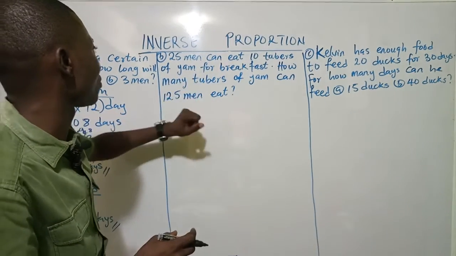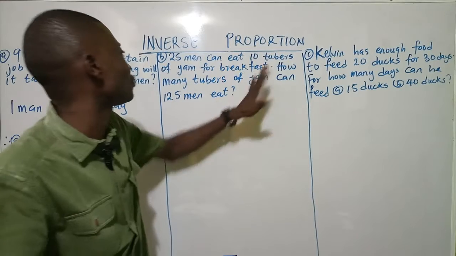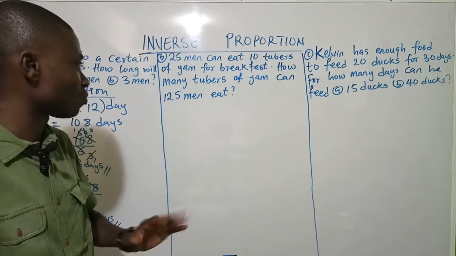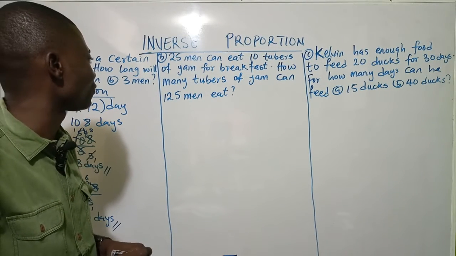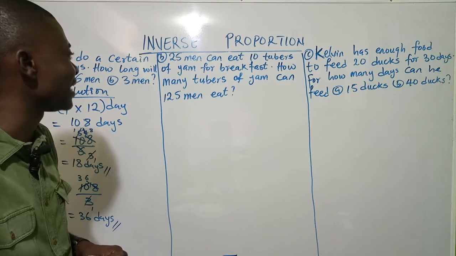Now let's look at question number 2. 25 men can eat 10 tubers of yam for breakfast. Wow. How many tubers of yam can 125 men eat?